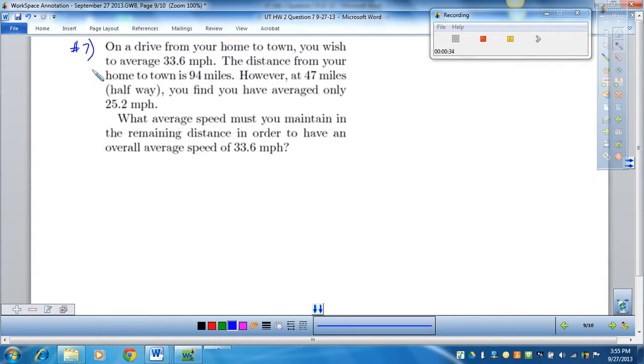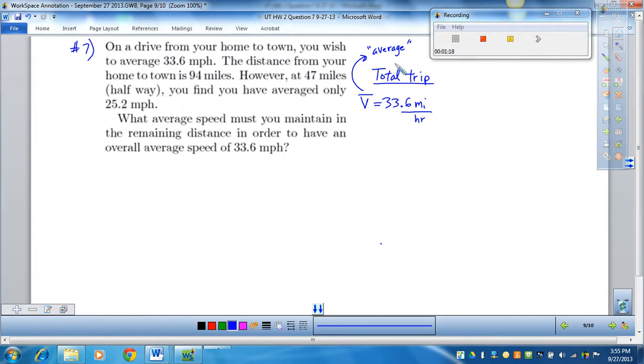All right. So my problem says on a drive from your home to town, you wish to average 33.6 miles per hour. So I'm going to start to record some information. For the total drive, I want my average velocity to be 33.6 miles per hour. I'll write it miles per hour to remind myself that it's a rate, a speed, so many miles for so many hours. And remember that the little bar over the v means average.